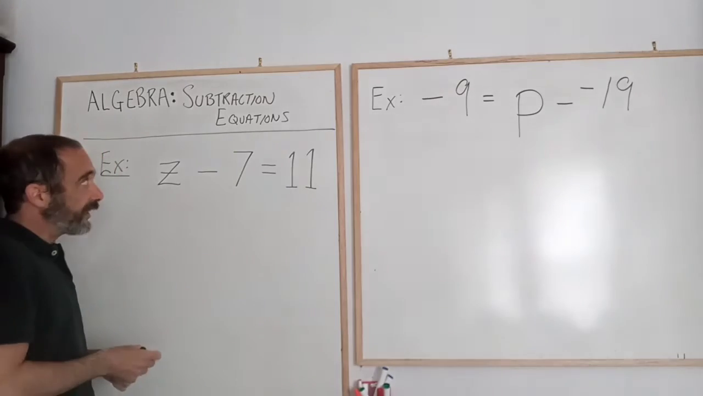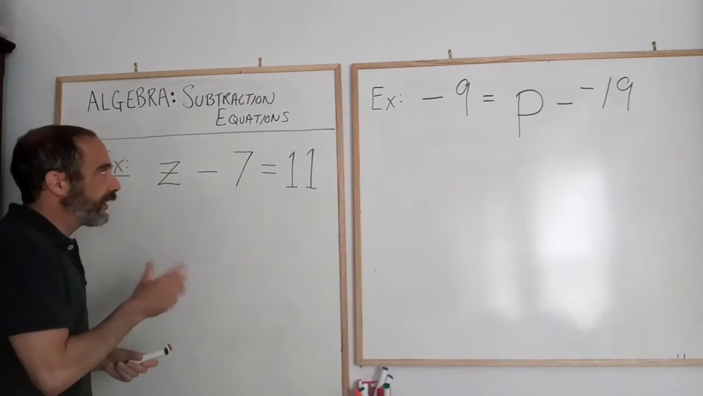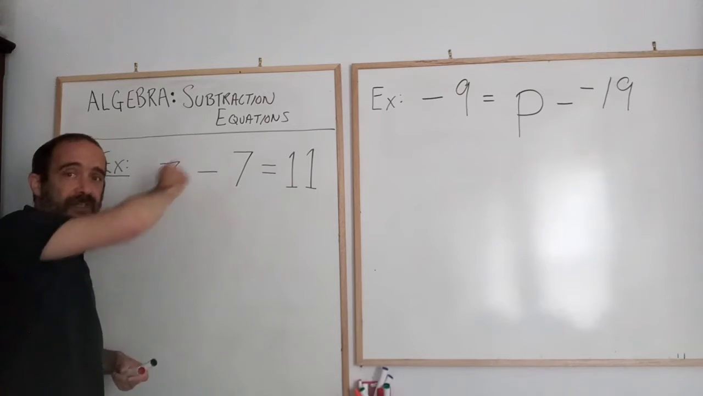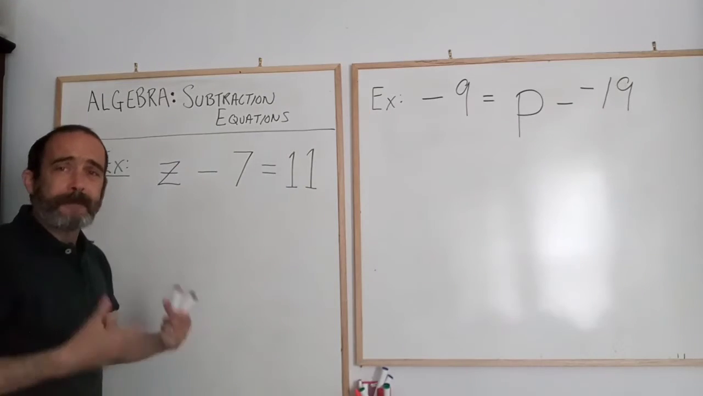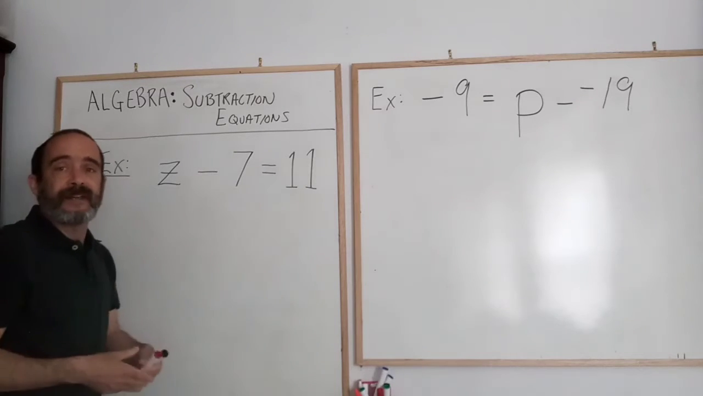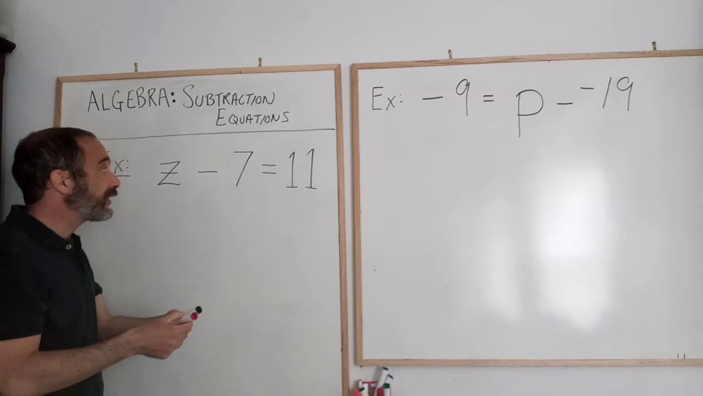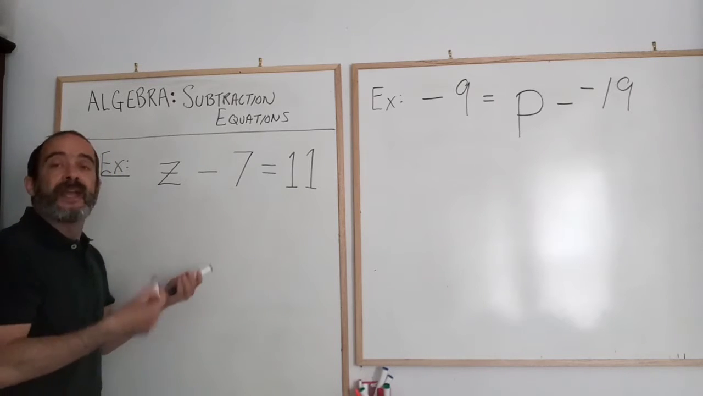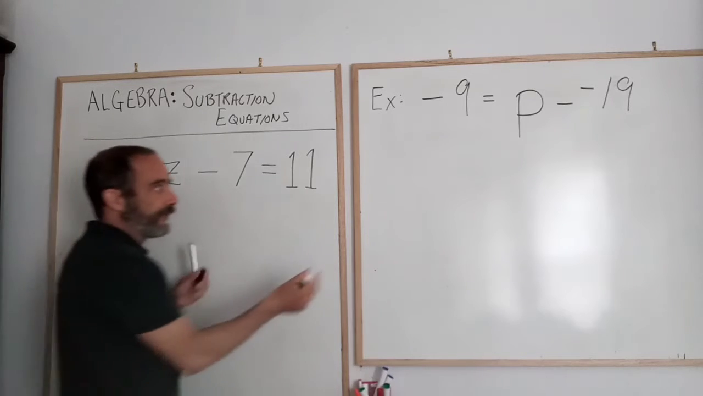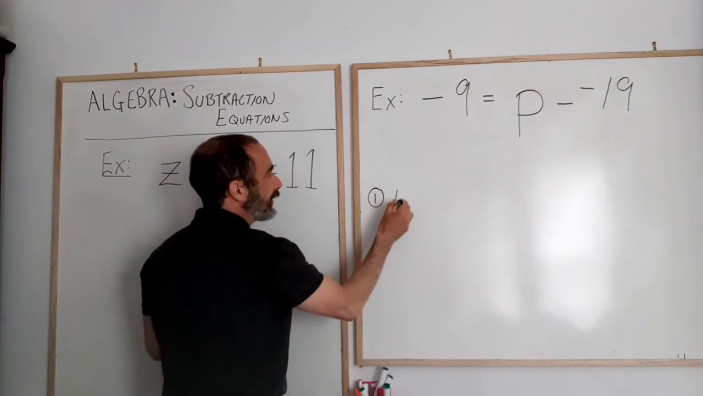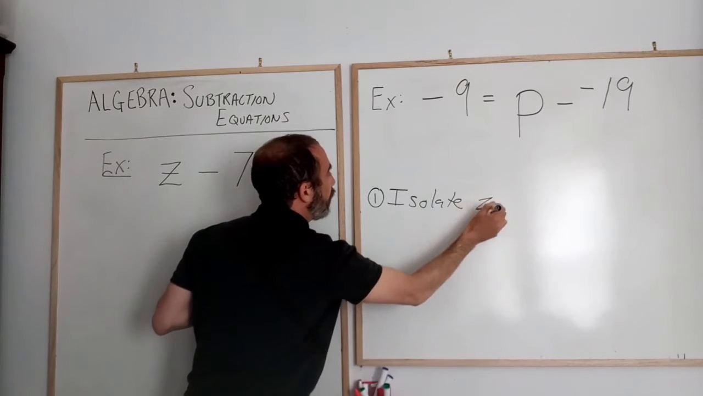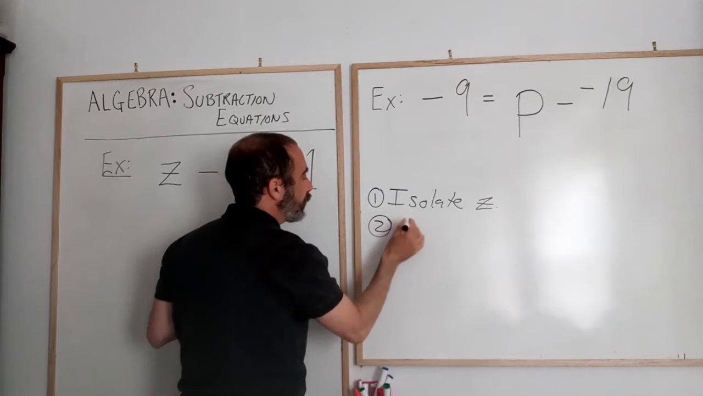So really what we're going to be doing is getting rid of this minus 7. How do you get rid of a minus 7? Well, you want to do the inverse of subtracting 7. The inverse of subtraction is addition, right? Again, the first step, of course, is to isolate the z, and then the second step is going to be to calculate.